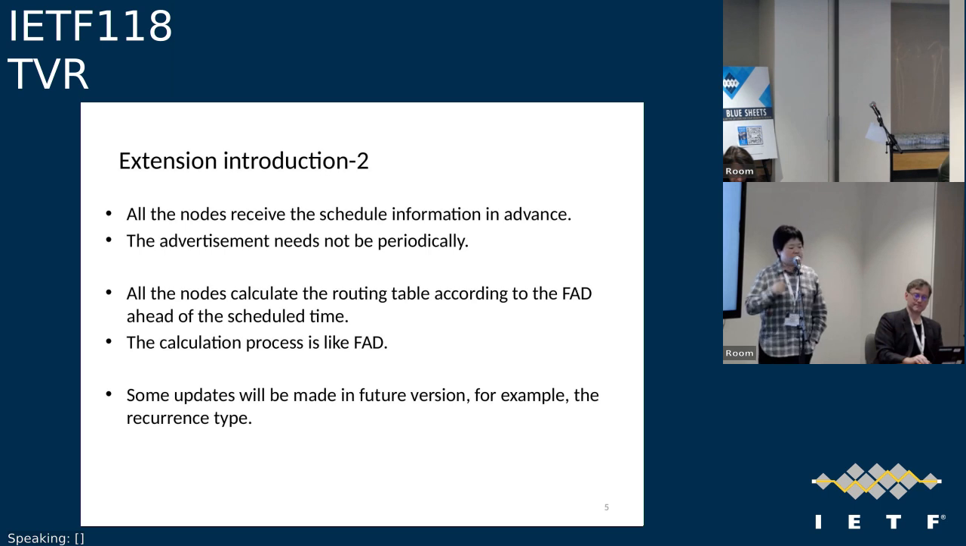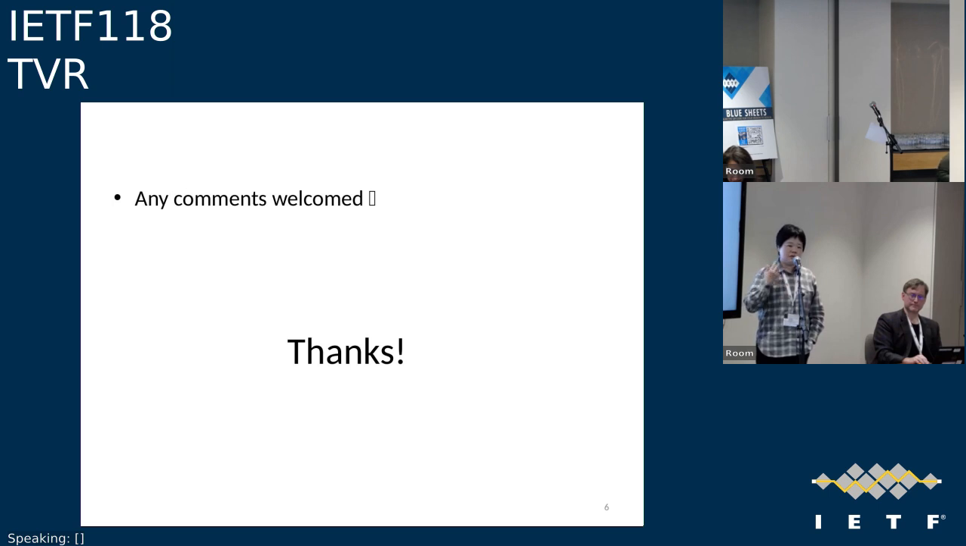Next. So all the nodes in the network can receive the schedule information in advance, and the advertisement obviously need not be periodic. So the nodes can calculate the routing table according to the FAD ahead of the scheduled time. The process is like a FAD, so it's the same mechanism. Some updates we plan to add in the future version, for example, the recurrence type, will make the advertisement more simple. That's all. Any comments and questions are welcome.